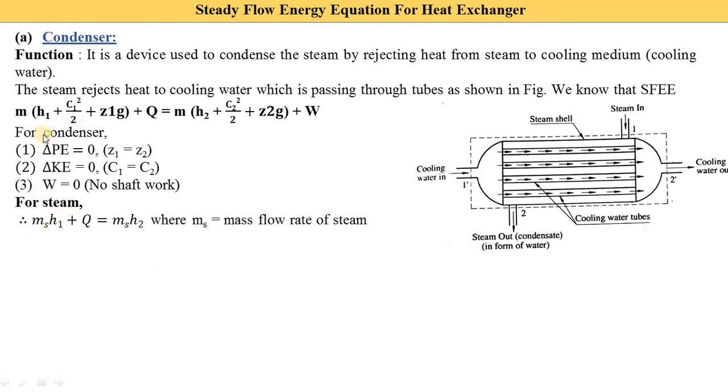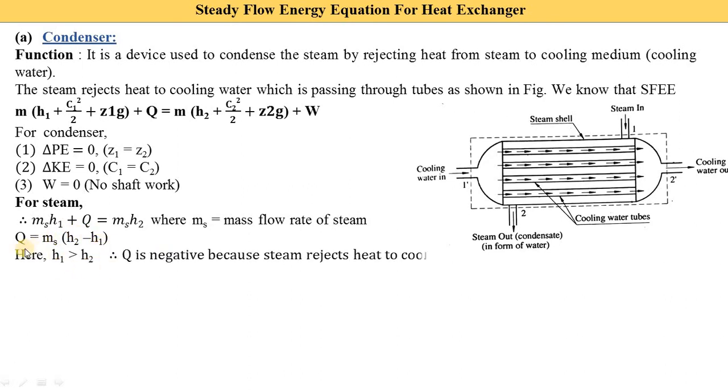The remaining part on the left side for the steam, instead of m, we write ms, into h1. C1 is 0, Z1 is 0, so only remaining is the Q, so ms h1 plus Q. On the right side, C2 is 0, Z2 is 0, work done is 0, so only remaining part is ms h2. And ms means mass flow rate of the steam. Now when we find out for the water, we consider it as mw. So m means mass, s means steam, and when we use w instead of s, it means the water. Now we find out the Q, so we shift ms h1 to the right side, and then take ms common, so Q equals ms in bracket h2 minus h1.